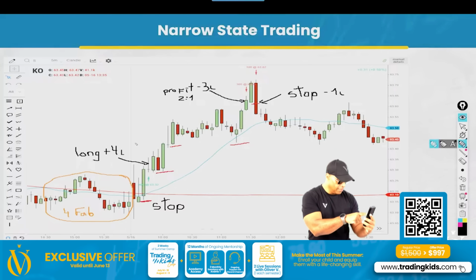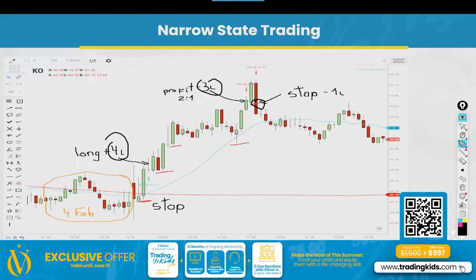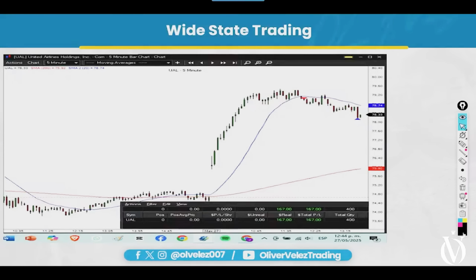He got in on 4 lots. This is aggressive. All right. Got out 3 lots here and 1 final lot there. Wow. All right. And of course, this trader made $167 on this play.